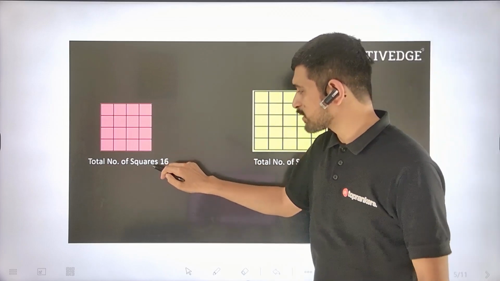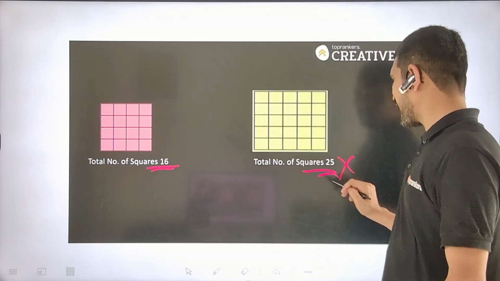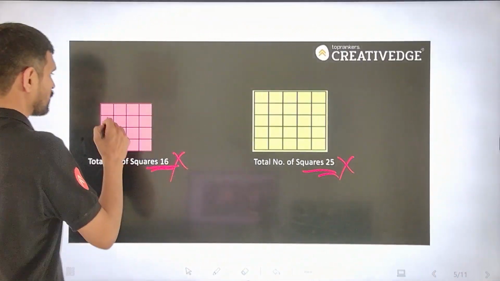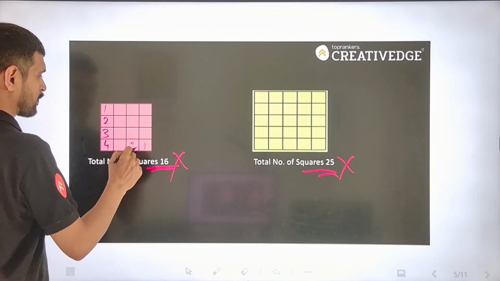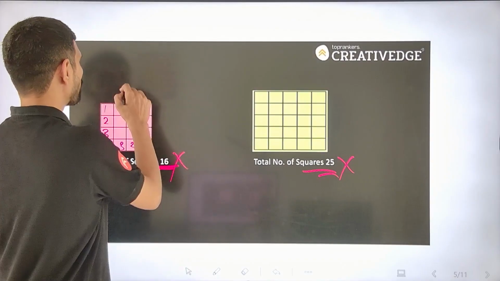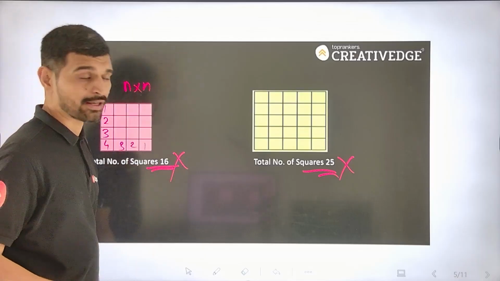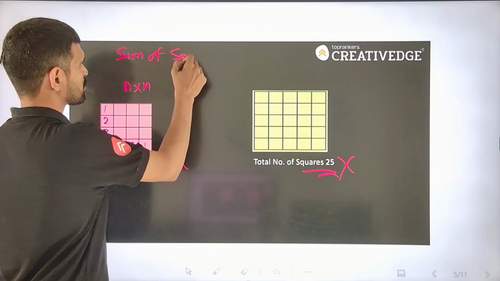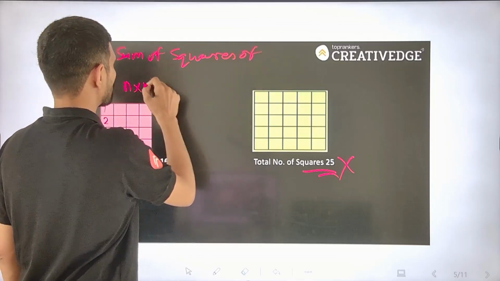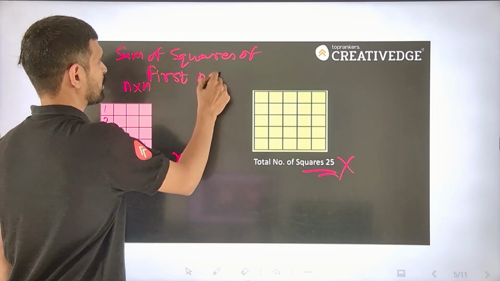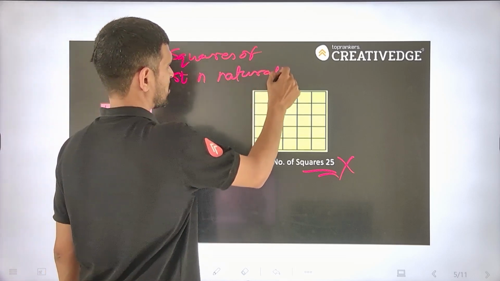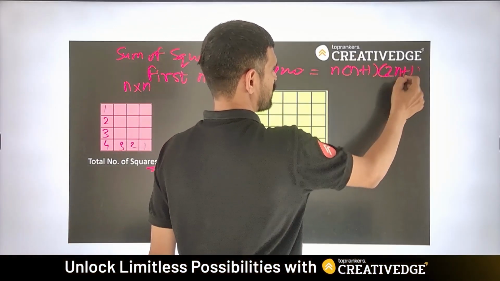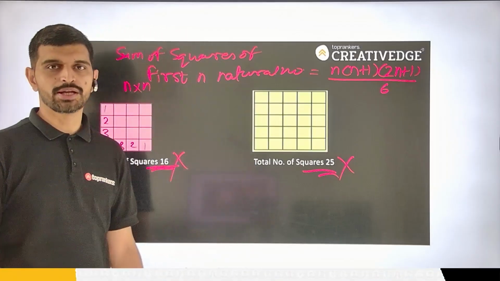This is the answer that students write, and they fail it like anything here. So this is not the correct way to find the answer to this one. You just need to count the number of rows and number of columns. If it is a square grid, it will be n cross n. You need to find the value of n, and then use the formula for the sum of squares of the first n natural numbers, that is n into n plus 1 into 2n plus 1, whole divided by 6.